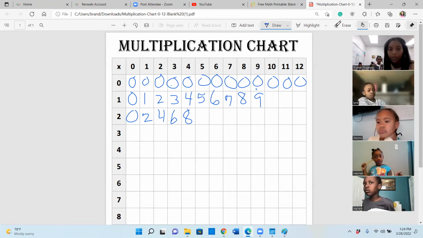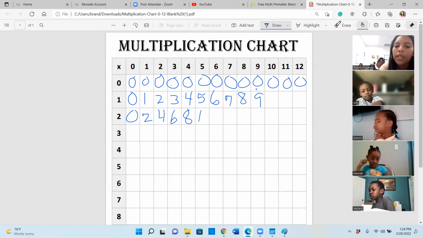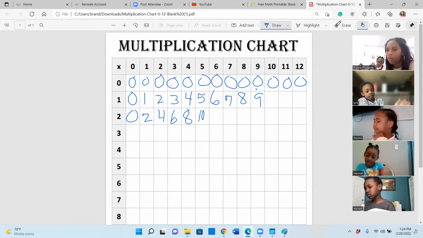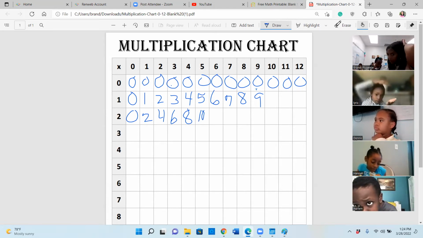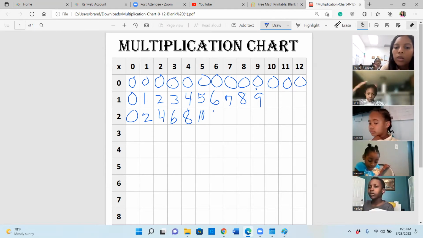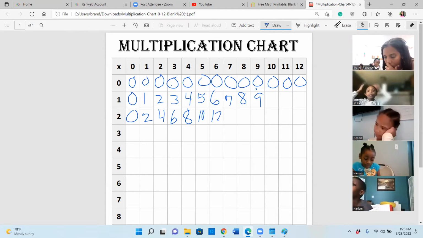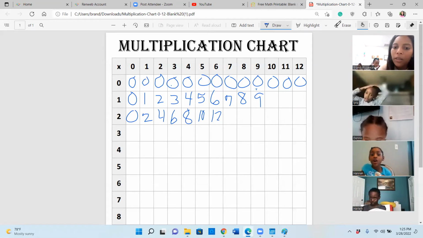Next, we have 2 times 5. That will equal 10. Next, we have 2 times 6 equals 12. Next, 2 times 7, 14. And as you can see, it's counting by 2s.